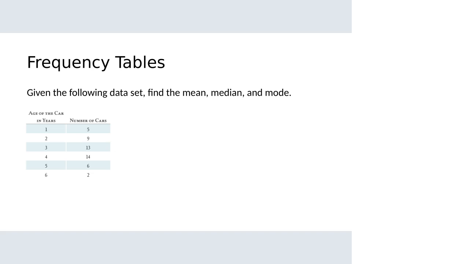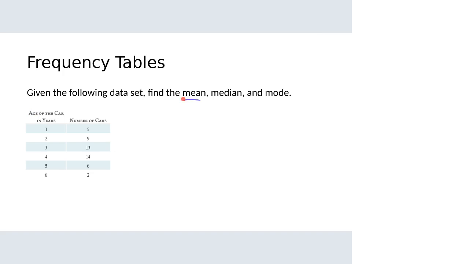Here we have a table where it's age of cars that are in a parking lot. And we can see that the age of the cars are our data points, and we have our frequency column over here on the right. That's how many are there. Remember how to read a frequency table. There are 5 cars that are 1 year old. There are 9 cars that are 2 years old. There are 13 cars that are 3 years old, and so on. So that's what we can see there in our parking lot. Remember, our data points on the left and our frequency on the right.